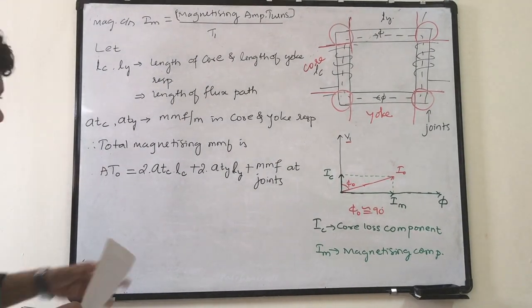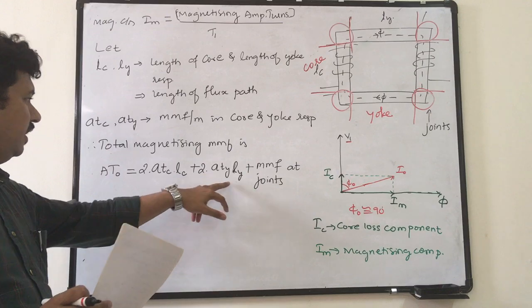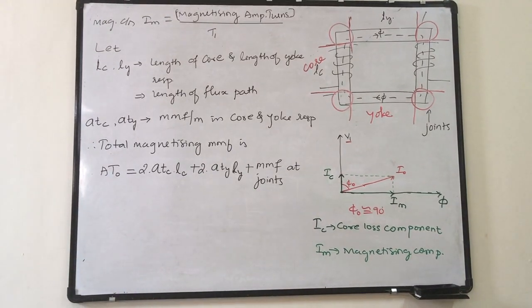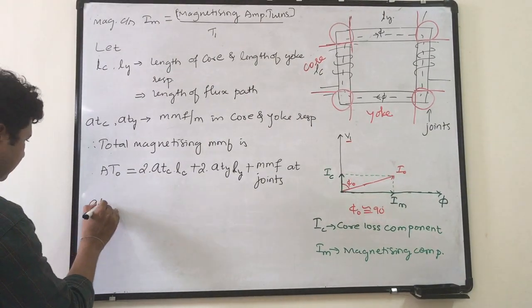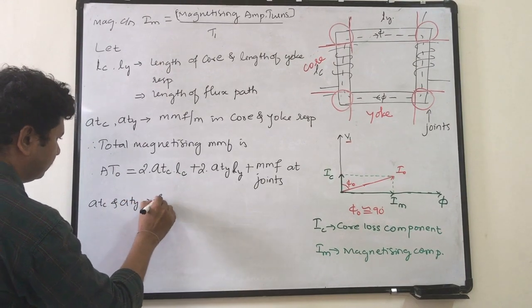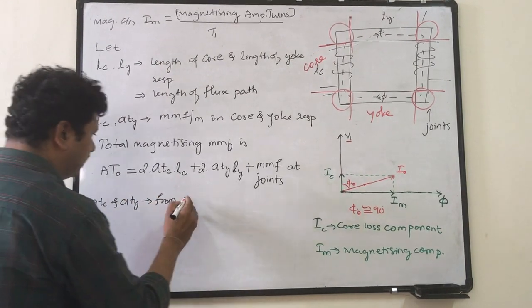So from where do I get this value of ATC and ATY? I can get it from standard BH curves of the material. Okay. ATC and ATY, okay, from standard BH curves.